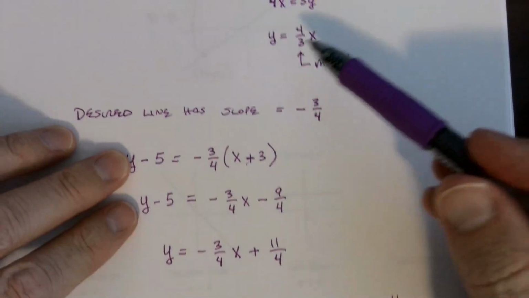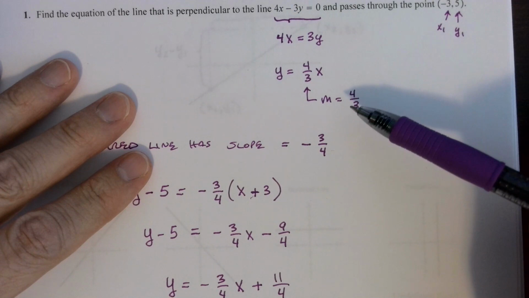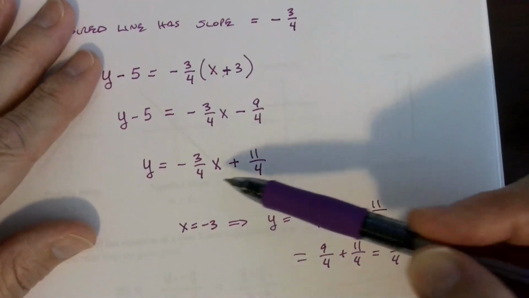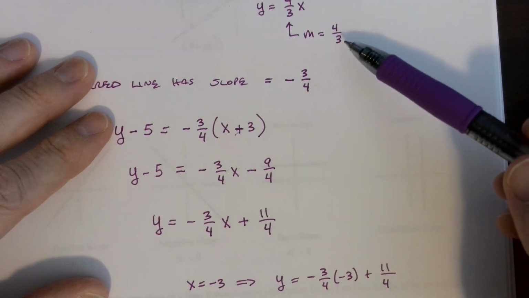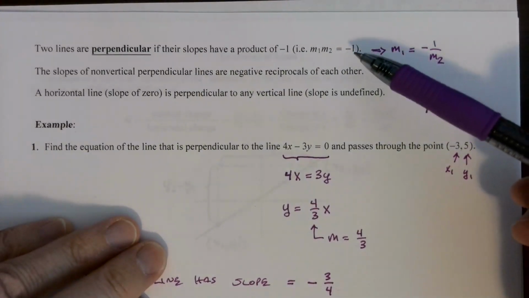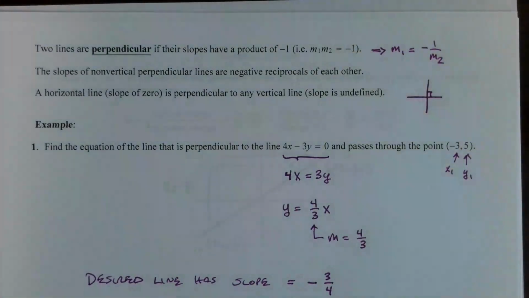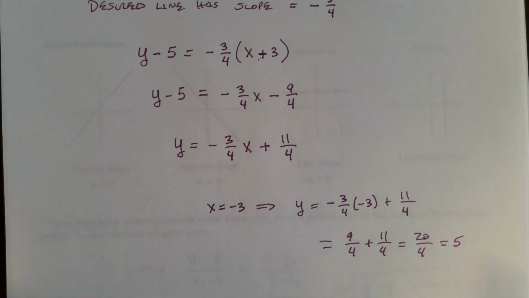And double check and make sure we see that the slope of this line again was indeed 4/3, and the slope of this line is negative 3/4. When you multiply negative 3/4 times 4/3, you get negative 1, which means the lines are indeed perpendicular. Okay, so that's a fast review of lines and linear equations. Hopefully this is familiar to you. We will be using this throughout this semester.